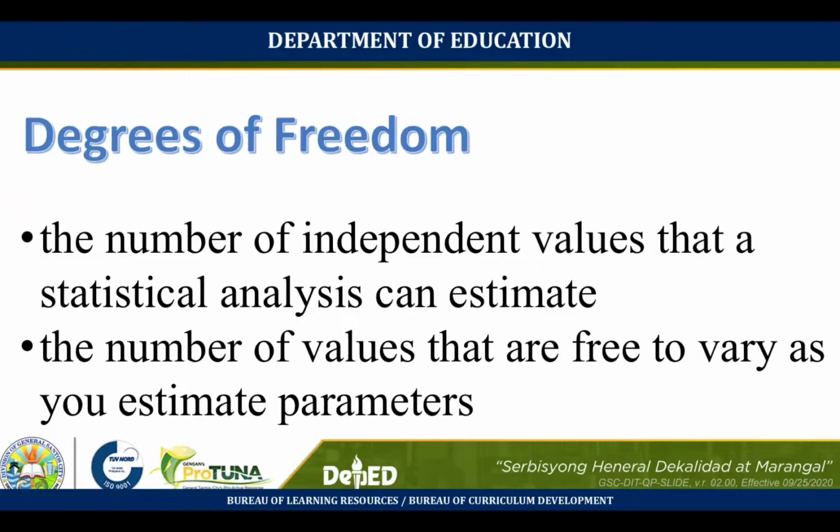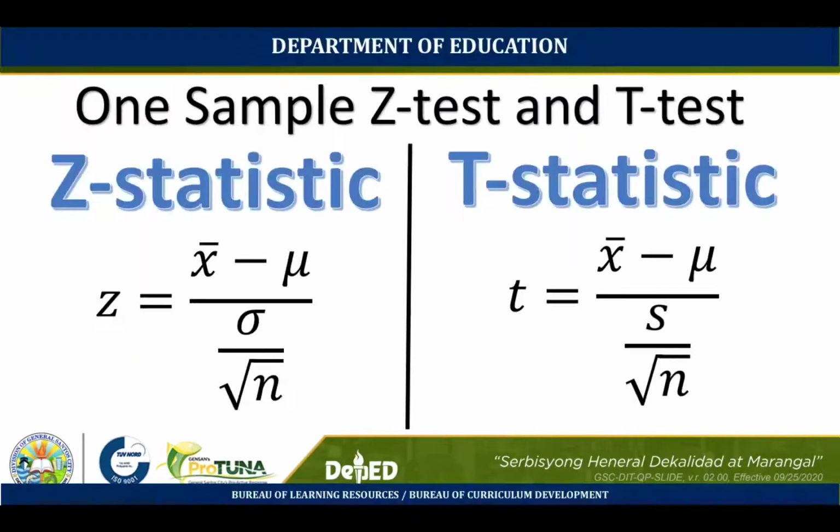Degrees of freedom. It is the number of independent values that a statistical analysis can estimate. It is also the number of values that are free to vary as you estimate parameters. Now, take a look at the one-sample z-test and t-test formula.